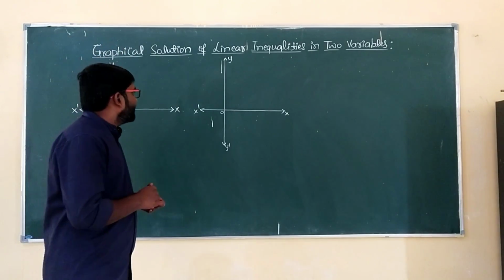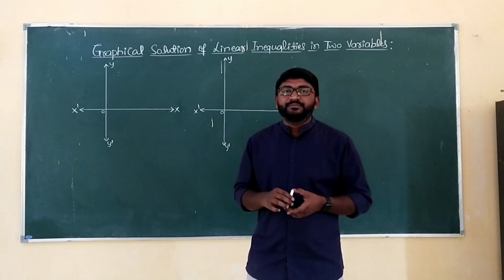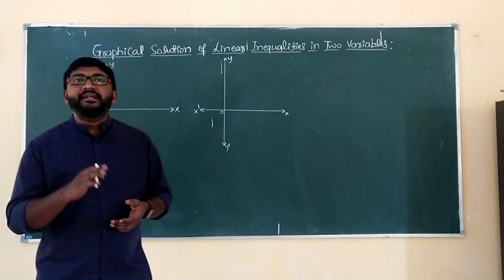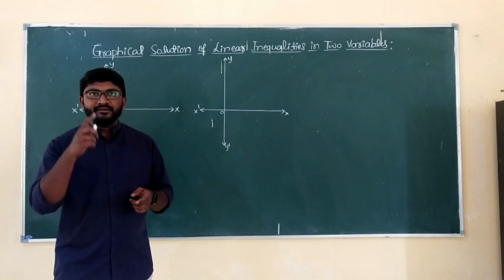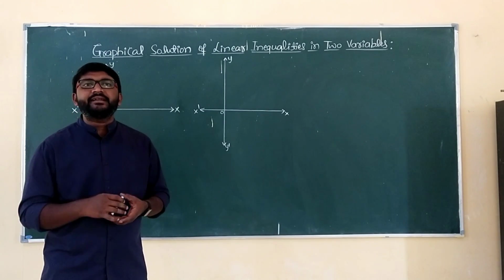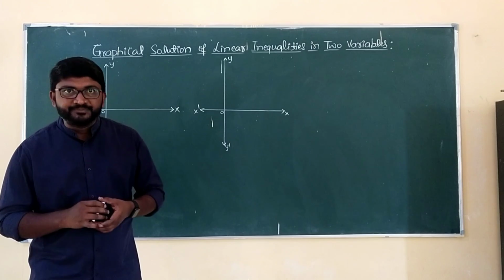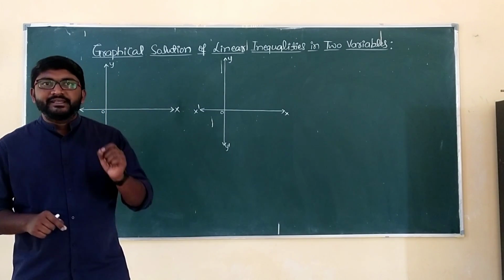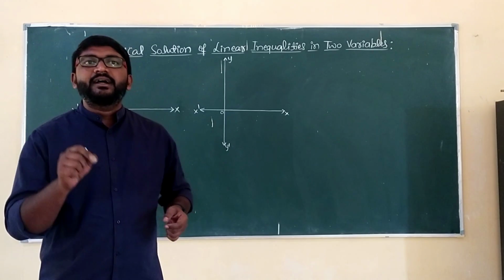So here I have considered an xy plane. We all know that a line divides an xy plane into two parts. A line divides, either it may be a vertical line or a non-vertical line. So a line divides an xy plane into two parts. Each part is known as a half plane.